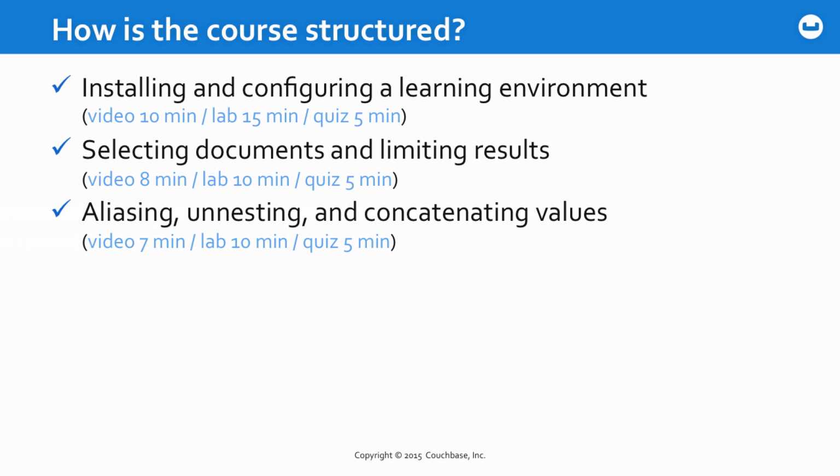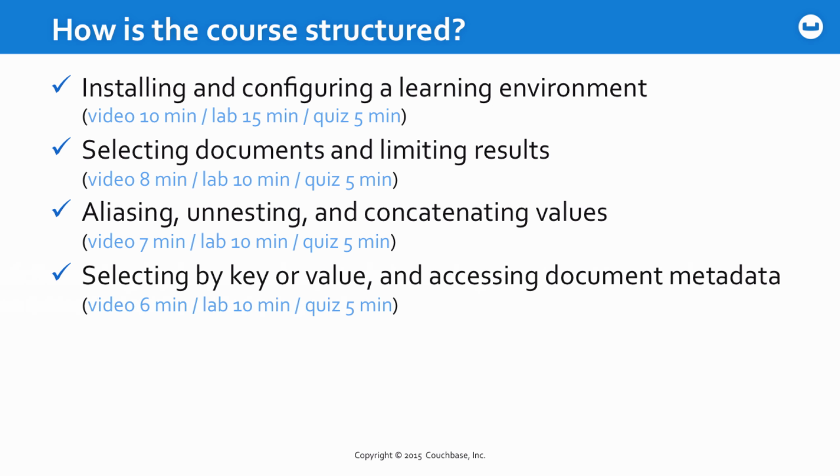Then we'll talk about aliasing and unnesting documents. If you think about the structure of JSON, you may, in the query process, want to surface attributes from deep in the document to the surface level of a result. We'll also take a quick look at how you concatenate values. We're then going to go into selection by key or by value, as well as accessing document metadata.